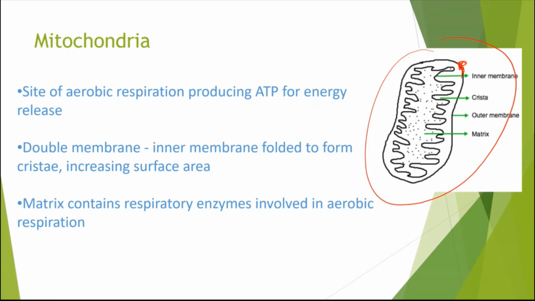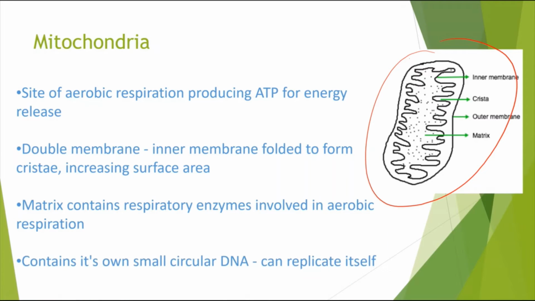And the matrix is basically the inside of the inner membrane, so this area. The matrix contains the respiratory enzymes involved in aerobic respiration. And finally, the mitochondria contains its own small circular DNA, so it can replicate itself. Inside the mitochondria, it has the DNA, so it does not need any other organelles or anything else to be able to replicate. It can replicate on its own.